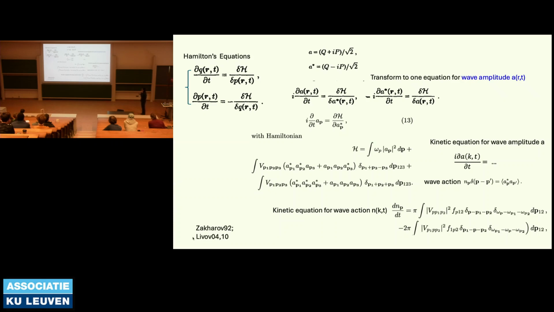This is called the kinetic equation for wave amplitude. If we square your wave amplitude, you get this wave action, or essentially wave energy, very closely related. You can get this equation for wave action n here, which describes how the waves interact with each other. This equation is in Fourier space, so it's different wave vectors.